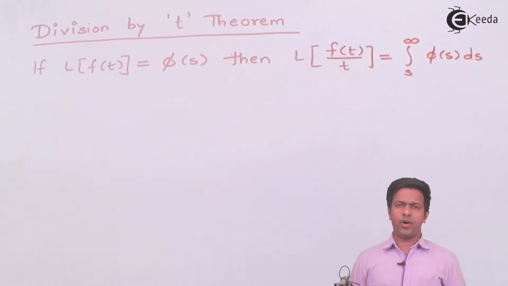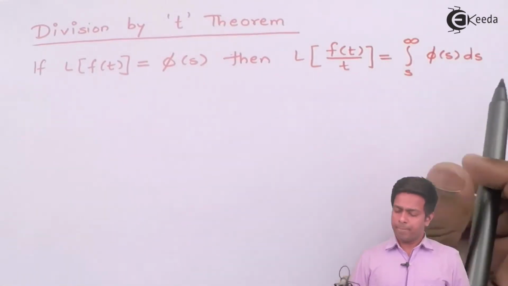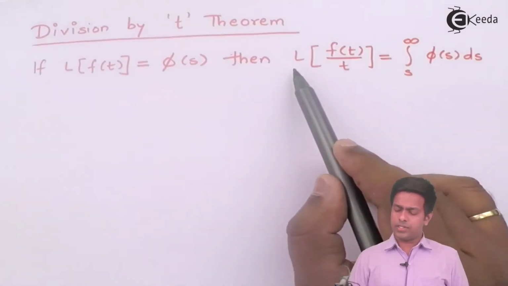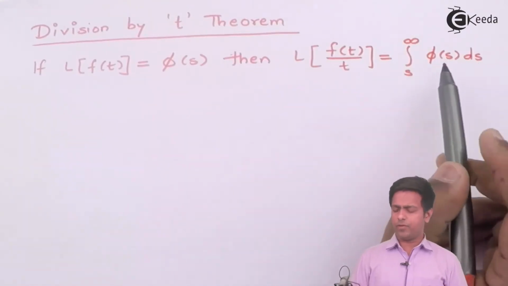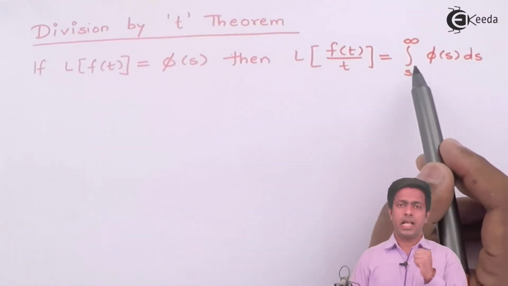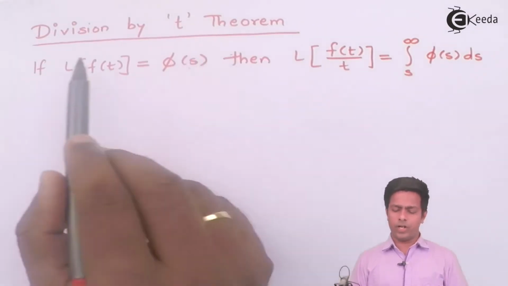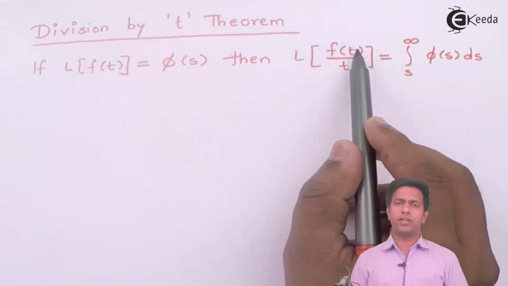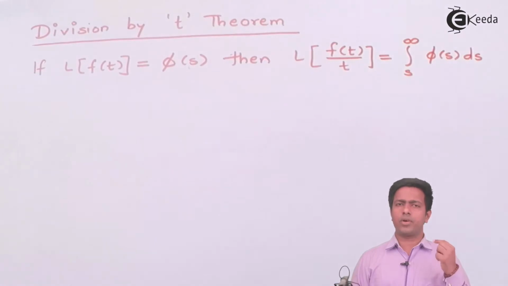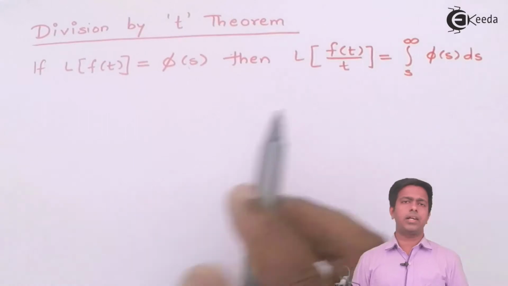I have already covered the theorem in the previous videos, where I showed you how to prove this division by t property. So according to this, the answer will be integration from s to infinity of phi of s ds, and for that we have to find the value of phi of s, because only then will we be able to integrate. To get phi of s, we have to find Laplace of f of t. In the question, f of t is the numerator. So I'll find the Laplace of the numerator, get phi of s, put it here and get the final answer.